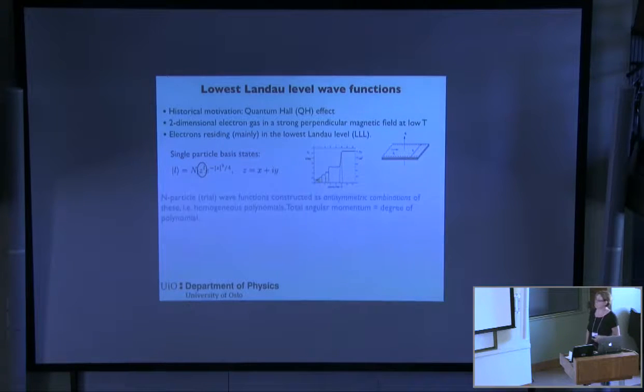So any generic many-body wave function you may want to write down is then a polynomial in N coordinates, as many as the number of particles. It has to be fully antisymmetric, and the total angular momentum has to equal the degree of the polynomial.